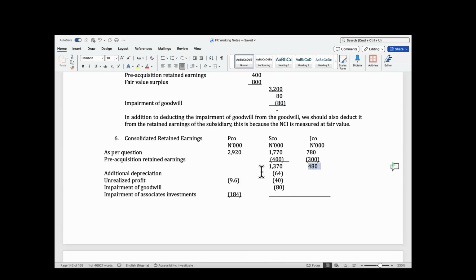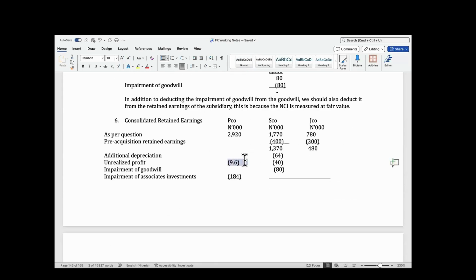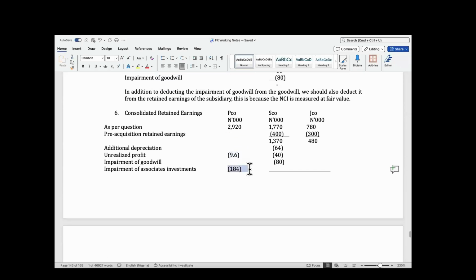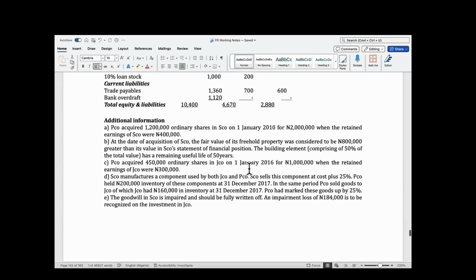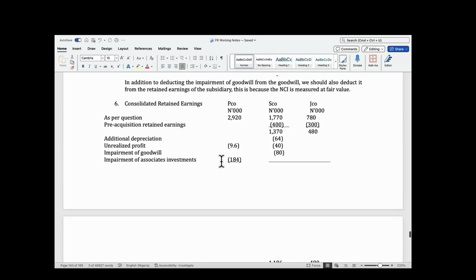However, before then, the parent also made some unrealized profits of 9.6 that we need to remove from his retained earnings and also from investments in associates. So we remove this. And we were also told that the investment in associate was also impaired by 184. This is from the question. Impairment loss of 184 is recognized in investment in associates. So the parent will suffer that loss fully. Of course, he's the only one that has investment in the associate.